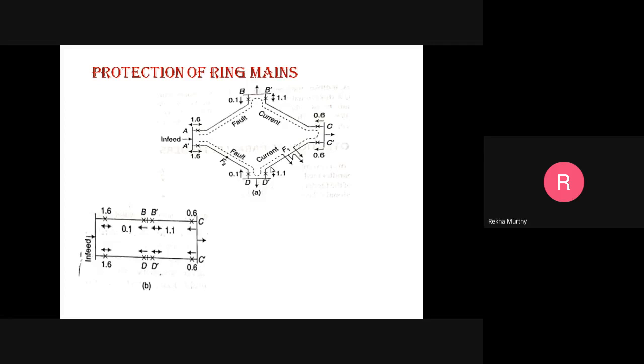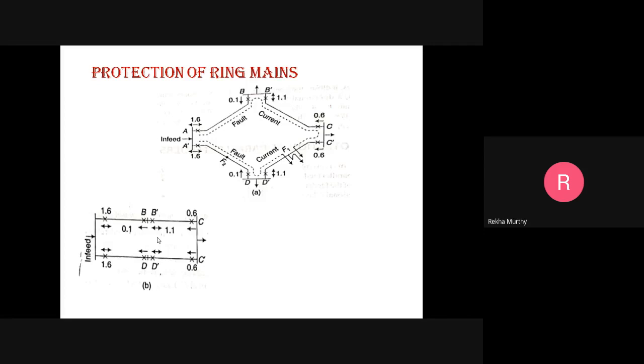Okay. Now, what about the operating time? The operating time for these relays should be considered by having a grading first in one direction and then in the other direction, which you can see here in this diagram. You can see the grading time I have provided: 0.1 second, 1.1 second, 0.6, 1.6. This is how we have to segregate it.